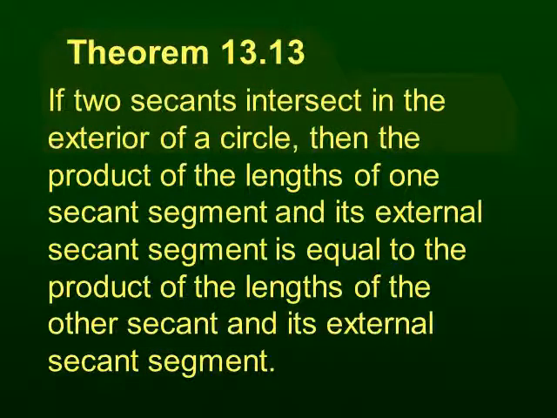Our next theorem is if two secants intersect in the exterior of a circle, then the product of the lengths of one secant segment and its external secant segment is equal to the product of the lengths of the other secant and its external secant segment. Whew, that's hard to say 3 times fast.